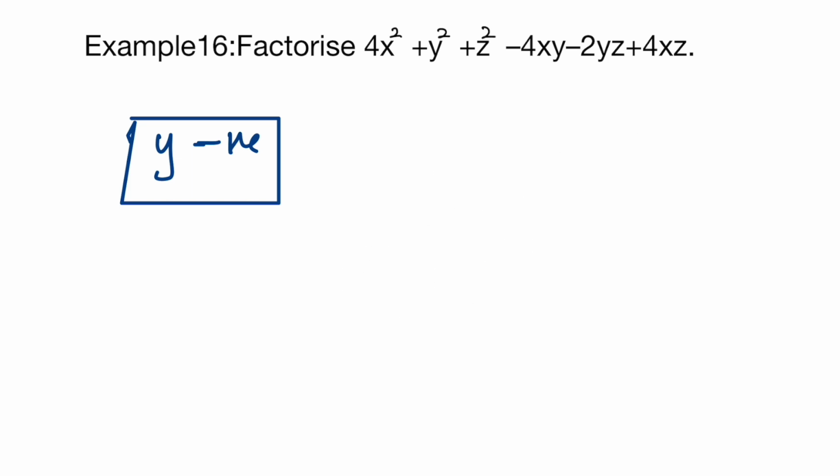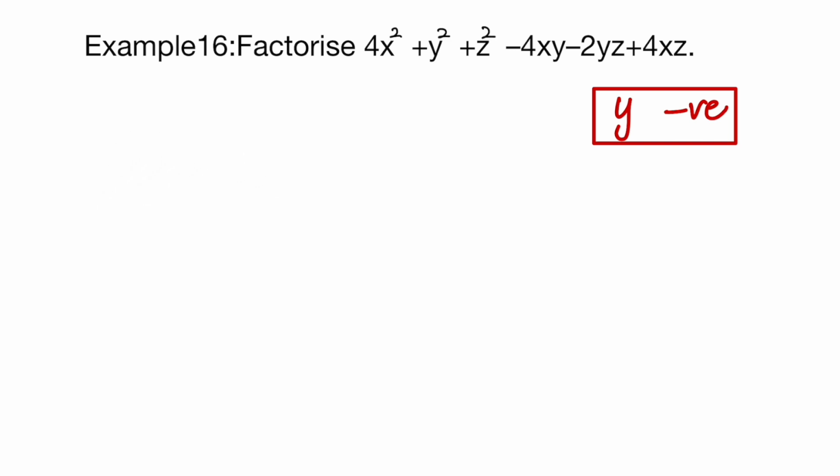So I am just going to write it at the corner, y is a negative number. Okay, just have this in mind. Now we can proceed to solve this. So 4x squared can be written as 2x the whole square, right? Simple. 4x squared can be written as 2x the whole square.